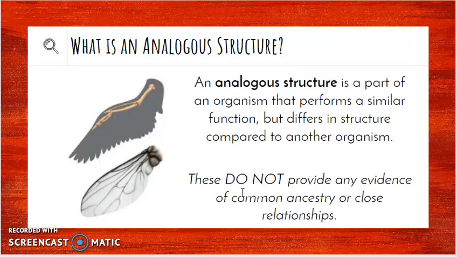Another thing that scientists can look at is called an analogous structure. So this is the part of an organism that performs a similar function, but differs in structure compared to other organisms. So these do not provide evidence of common ancestry or close relationships. They actually show how organisms may not be related. So looking at these structures here, we have two wings. One is from a bird and one is from an insect. The bird's is made of feathers and bone, whereas the wing of the insect is made out of keratin, which is a very different tissue.